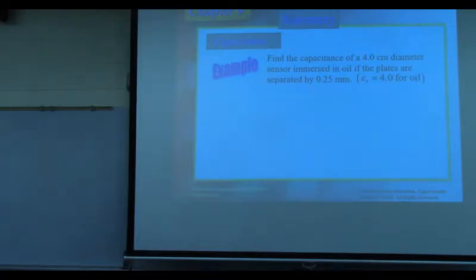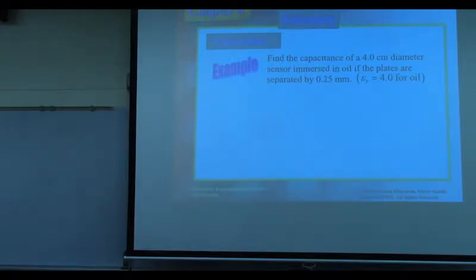Here the plate looks like a 4.0 centimeter diameter circle. So what is the area for that circle? 0.25? No, that's the distance. How do we calculate the area for a circle? Pi r squared. What is r here? 2. r equals 2 centimeter, so we are going to use 2 times 10 to the negative 2, or 0.02.